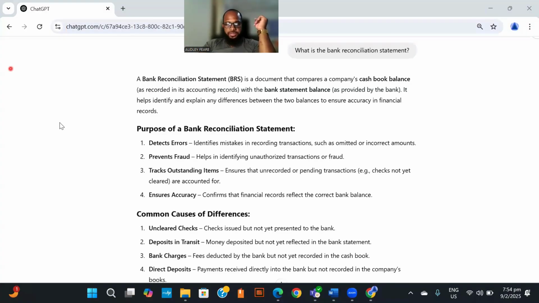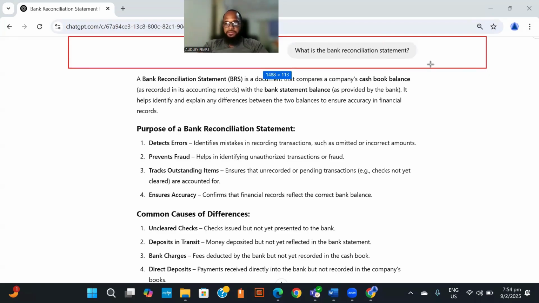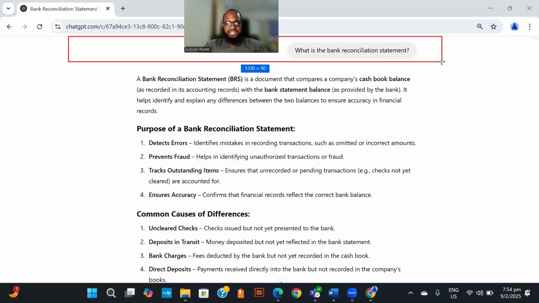So we're going to get some heavy lifting done. And asking my favorite AI companion, ChatGPT, what is the bank reconciliation statement? And it said the following. So we're going to just read through this.